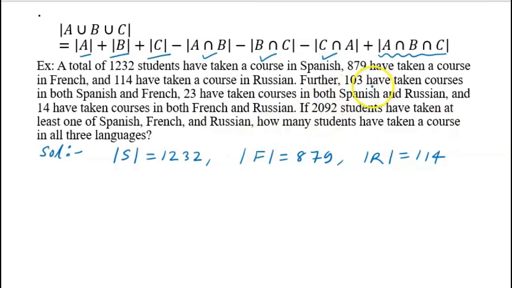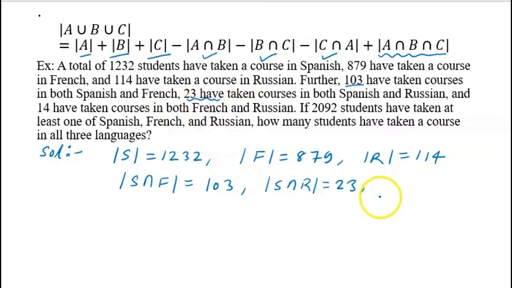Further, 103 have taken courses in both Spanish and French. Both Spanish and French means Spanish intersection French, that is equal to 103. And 23 have taken courses in both Spanish and Russian. So Spanish and Russian is equal to 23. And 14 have taken courses in both French and Russian. So French intersection Russian is equal to 14.